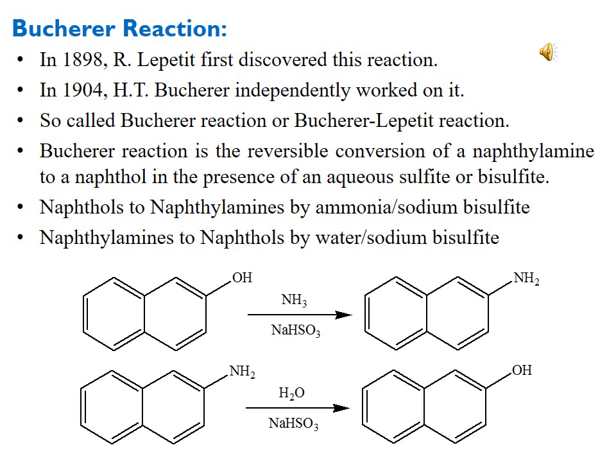The Bucherer reaction is the reversible conversion of naphthylamine to naphthol in the presence of an aqueous sulfite or bisulfite. The most used are ammonia along with ammonium sulfite, or ammonia along with sodium bisulfite. Naphthols are converted into naphthylamines by reaction with ammonia in the presence of sodium bisulfite or ammonium sulfite, and naphthylamines are converted back into naphthols by reaction with water in the presence of sodium bisulfite. Here you can see the reaction: naphthol goes into naphthylamine on reaction with ammonia and sodium bisulfite, and naphthylamine goes into naphthol on reaction with water and sodium bisulfite.